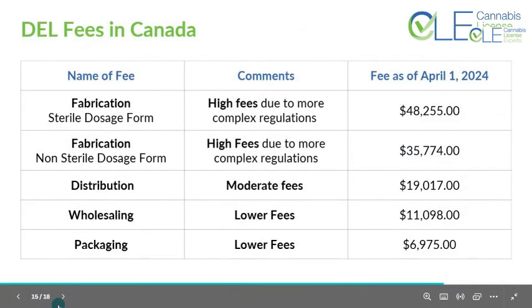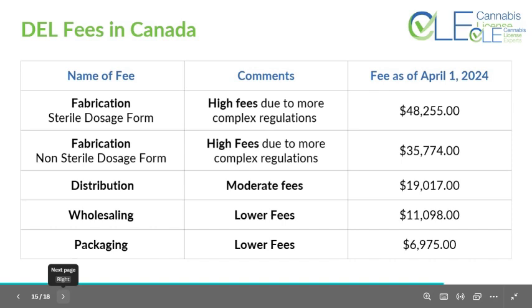Moving on. So fees for DELs are definitely a consideration. If we start at the bottom of the list, actually, at the ones that are probably the most touchable price points, your packaging and your wholesaling. For those two, as long as you're not producing anything and you're strictly getting that product out of your building via shipments, you're looking at, for packaging only, $7,000, give or take, and then your wholesaling coming in at $12,000.